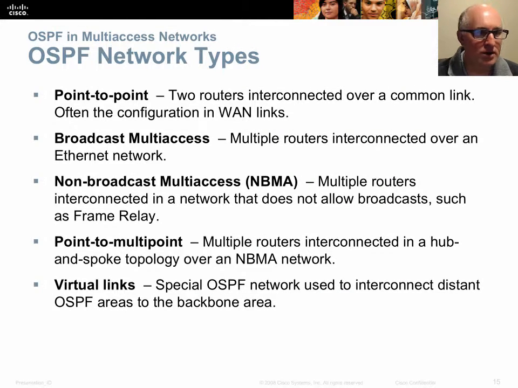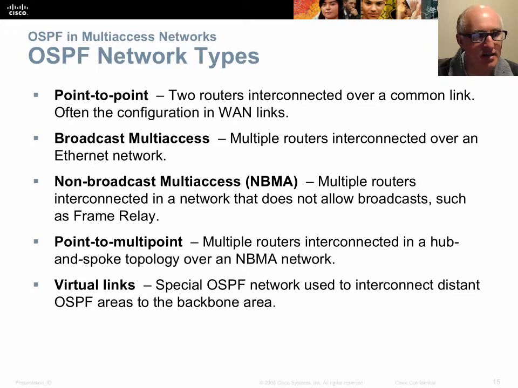Let's talk about network types. OSPF has a variety of network types. And this is important because OSPF will treat these networks differently in terms of the elections it holds and how it moves information around. So by information, I mean routing table updates. It will identify the different links between routers as point-to-point, or broadcast multi-access. That would be all Ethernet networks are always broadcast multi-access.